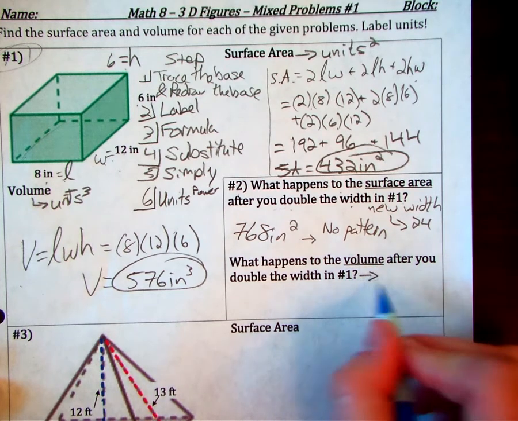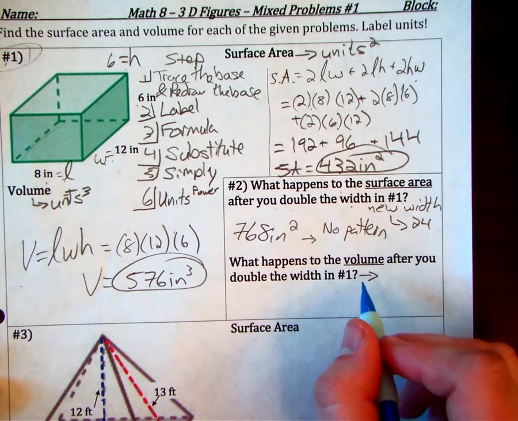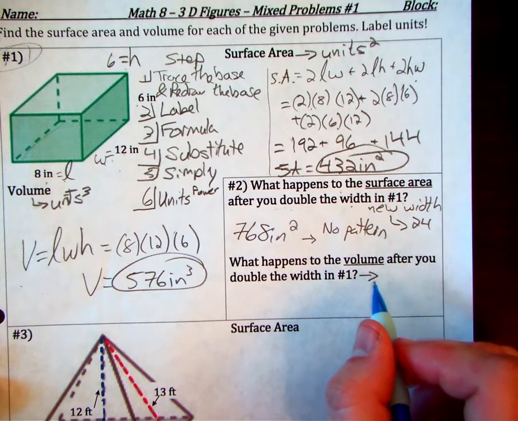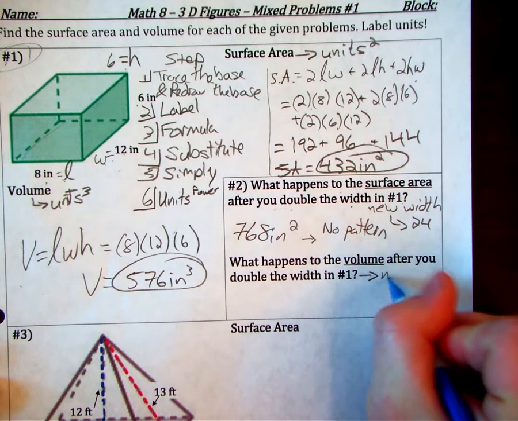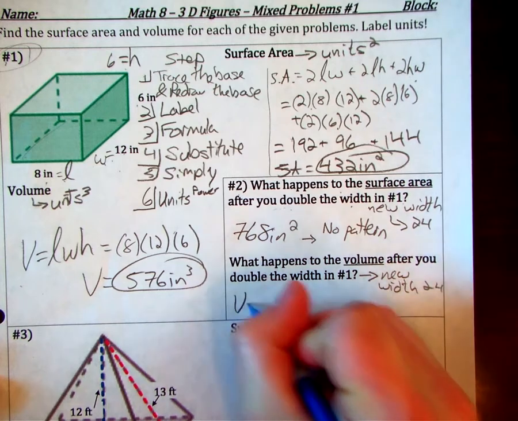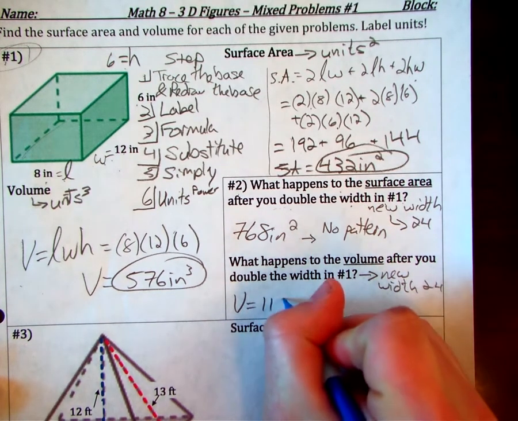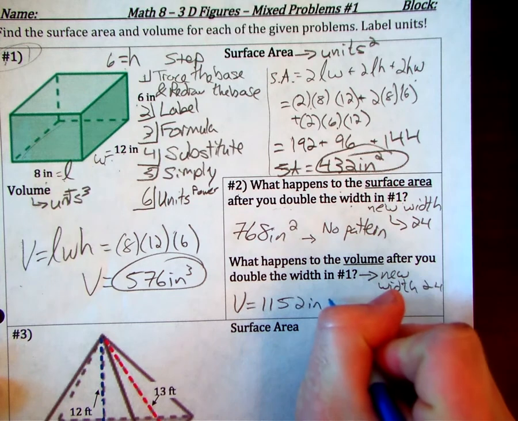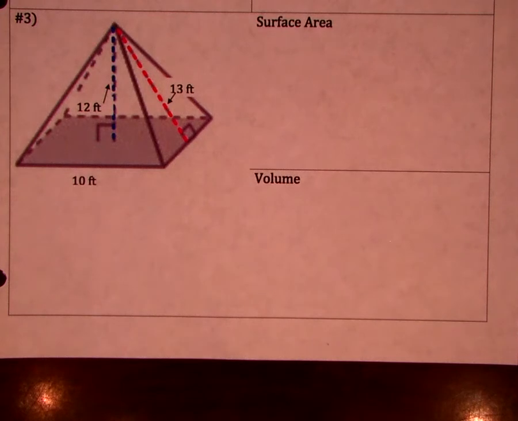Whatever you multiply by, whether that's a scale factor of 1/2 or you double or triple it, make sure that you are doing the same for the volume. So our new width is 24, and our new volume is going to be double of that. So it's going to be 1,152 inches cubed.